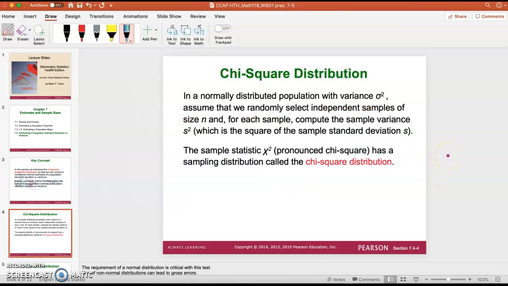Okay, so the chi-square distribution: in a normally distributed population with variance sigma squared, assume that we randomly select independent samples of size n, and for each sample, compute the sample variance, s squared, which is the square of the sample standard deviation, s. Now, the sample statistic, chi-square, has the sampling distribution called the chi-square distribution. This is just an explanation of where the chi-square distribution is coming from.